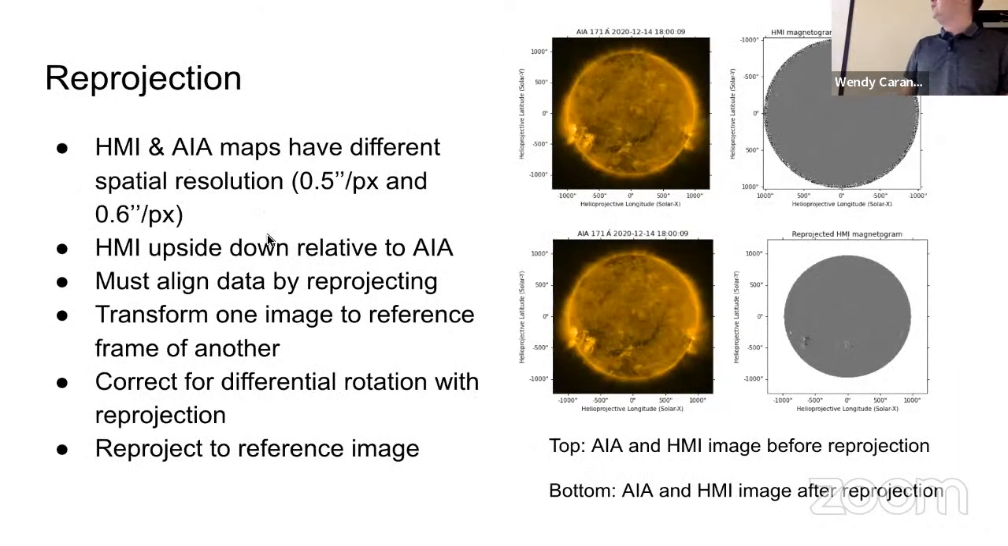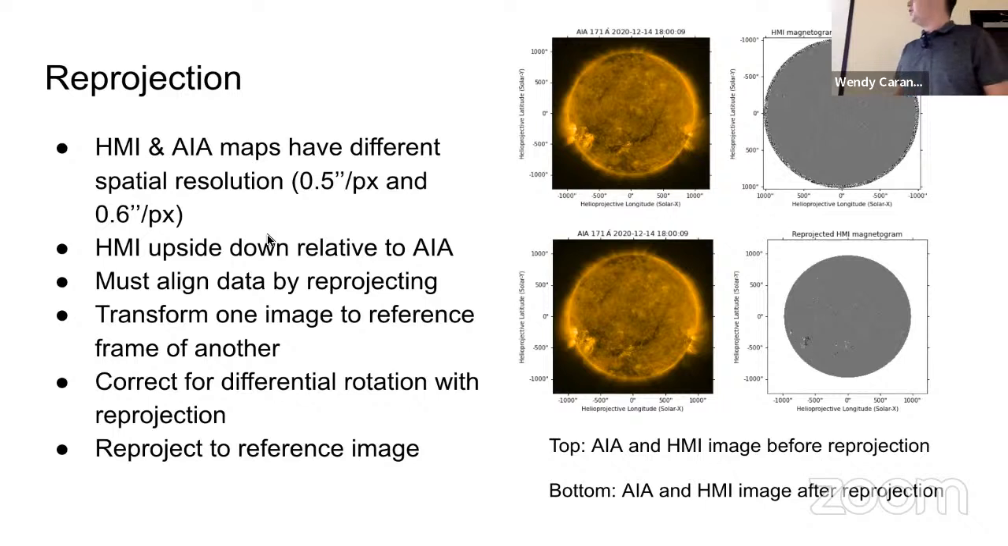So next I want to talk about reprojection, which is a process we have to do. The HMI and AIA instruments actually have a different spatial resolution, with HMI getting about 0.5 arc seconds per pixel and AIA getting 0.6. So as you can see, the HMI data is quite a bit bigger. We also have this weird noise effect on the edges. Also, the axis is rotated 180 degrees, and this is because the HMI instrument is upside down relative to the AIA on the SDO telescope.